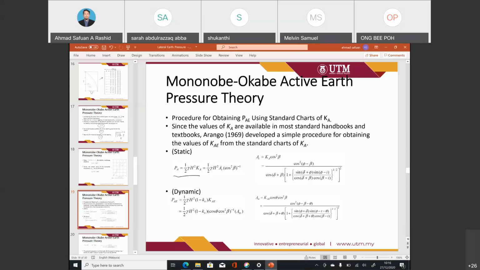Then they come up with these equations, where they introduce AC. The AC is equal to KA cos square beta, which refers to the same KA value, but they use the cos there. And then for the dynamic, he introduced the AM. The AM will be KAE cos theta cos square beta, because in the dynamic case we include the theta. So this is the improvisation made by Arango. I will discuss it later in our example.